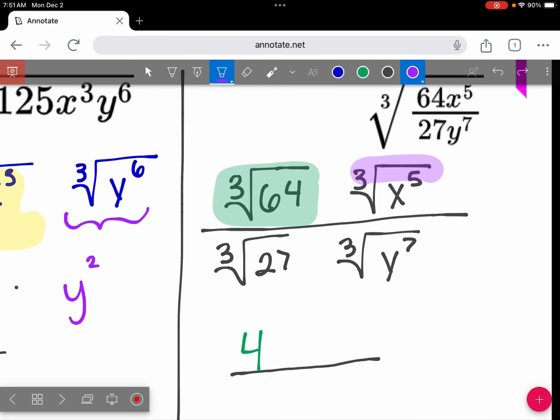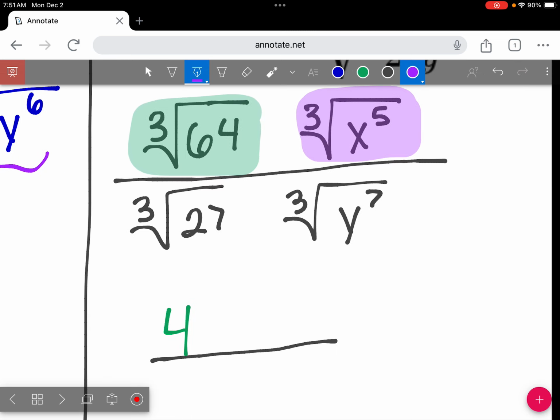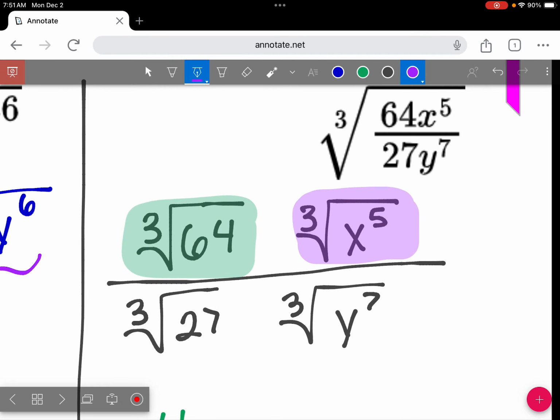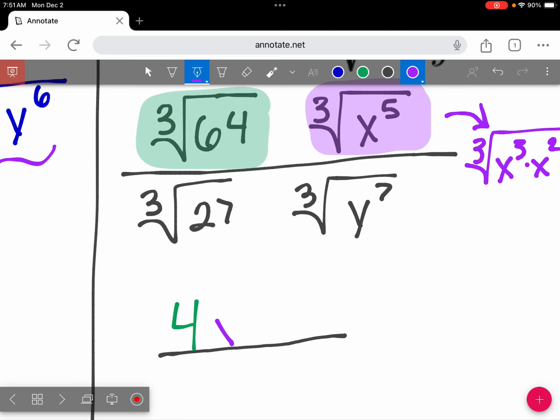What about with this cube root of x to the 5th? What are we going to get there? So I could take my cube root and I could make this be x cubed times x squared. That does the same thing. That still would give me x to the 5th. Or you can think about how we have 5 socks. If I'm looking for groups of 3, I can make one proper set. And we have a leftover 2 socks.